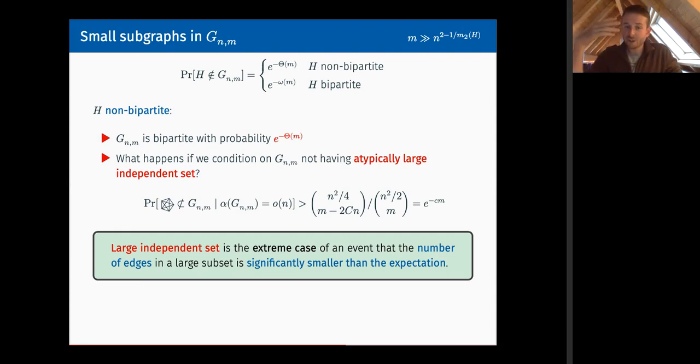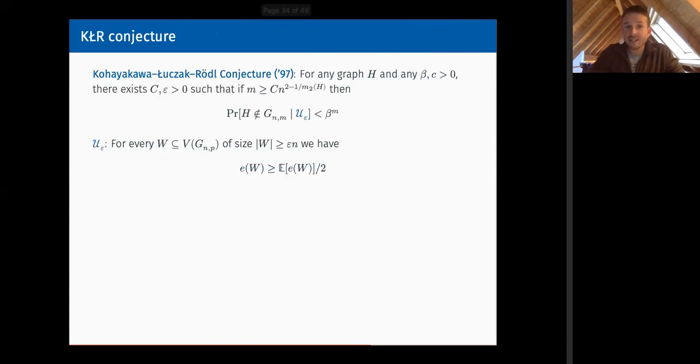Instead of just forbidding a large independent set, what we should forbid is a large set having significantly fewer edges than what we should have there in expectation. Or in other words, just condition on G(n,m) actually being a random graph, having a nice, reasonably even distribution of edges. And that's exactly what the Kohayakawa-Łuczak conjecture says. So let me state formally a version of it.